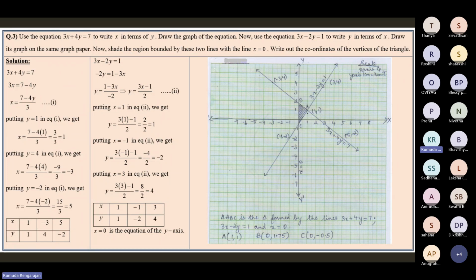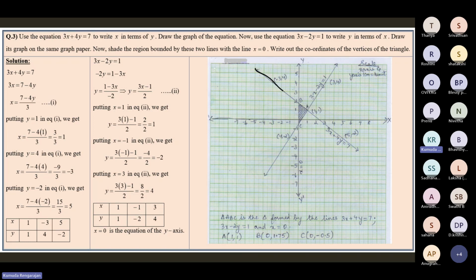So you should not get confused. You should not shade this one. This is the triangle made by the 2 lines and the x-axis. It might be slightly difficult or confusing to shade the triangle. Listen to me, I'll tell you.